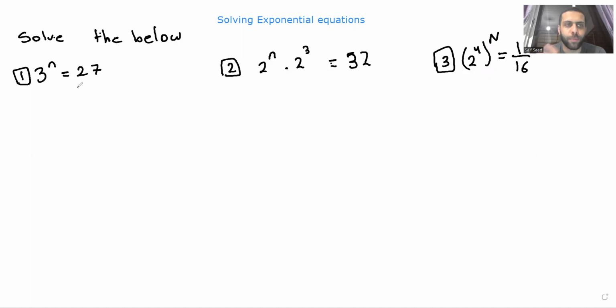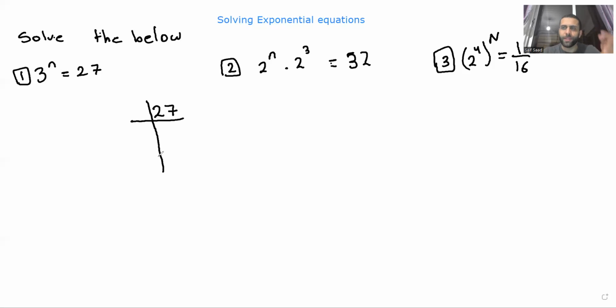Let's understand this properly. So for example, as you can see here, you can see 3 to the power of n equals 27. What you should tell yourself is that you need to make the 27 equal to the 3. How can we do this? We take this to the other side. As you can see here, take the 27 to the side and put the prime factors for it.